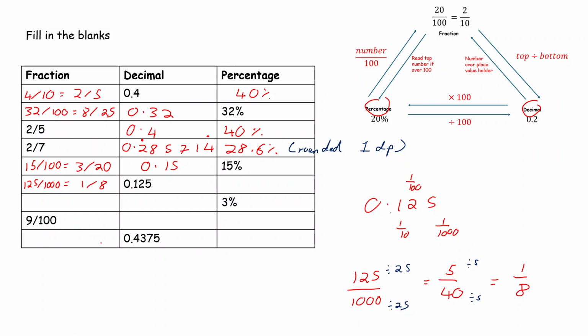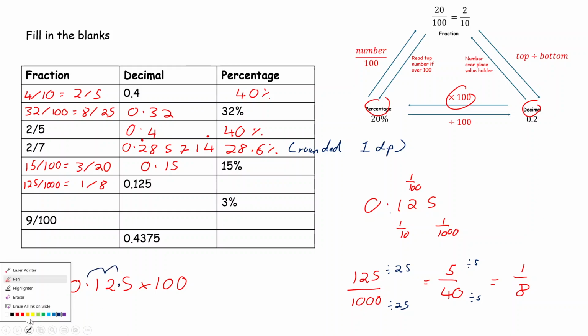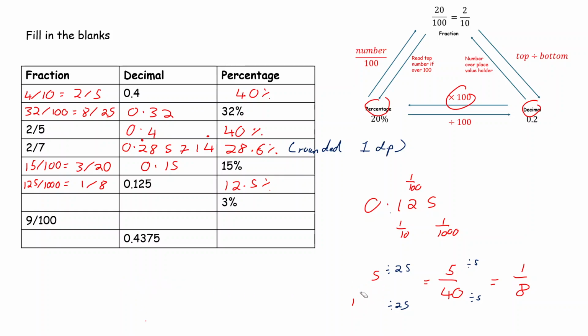Okay, so I can go and do my decimal, which is 0.125, and then multiply it through by 100, which means my point is going to be shifting up by 1, 2 to here to give me 12.5%. So 12.5% goes in there. There we go. Good. On to the next one.